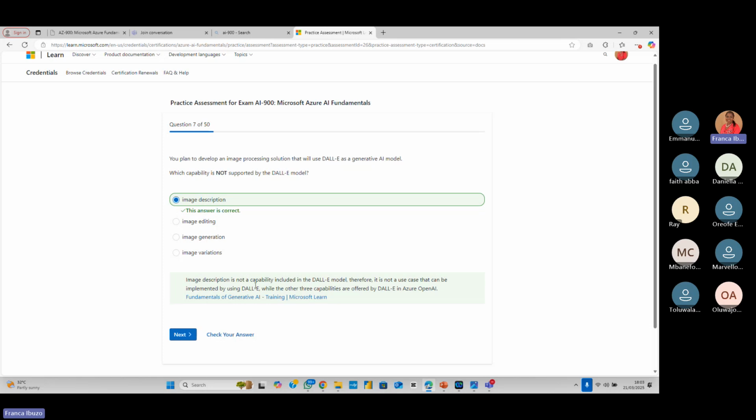Image description is not a capability included in the DALL-E model. Therefore, it's not a use case that can be implemented by using DALL-E, while the other two capabilities are offered by DALL-E in Azure OpenAI.